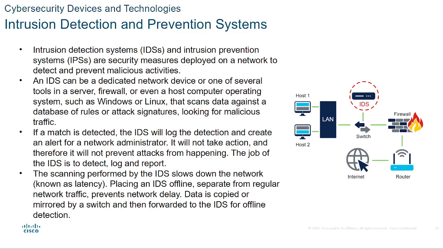So the scanning performed by the intrusion detection system slows down the network, known as latency. So when your network is slow, all right, the speed or rate at which network data is transmitted over your network is called latency. So placing an intrusion detection system offline, separate from regular network traffic, prevents network delay. Data is copied or mirrored by a switch and then forwarded to the intrusion detection system for offline detection.